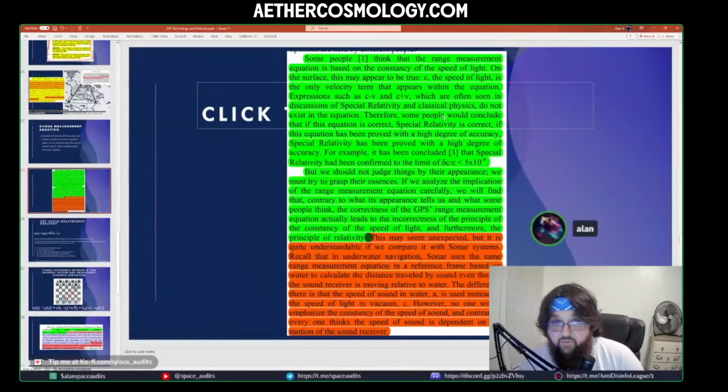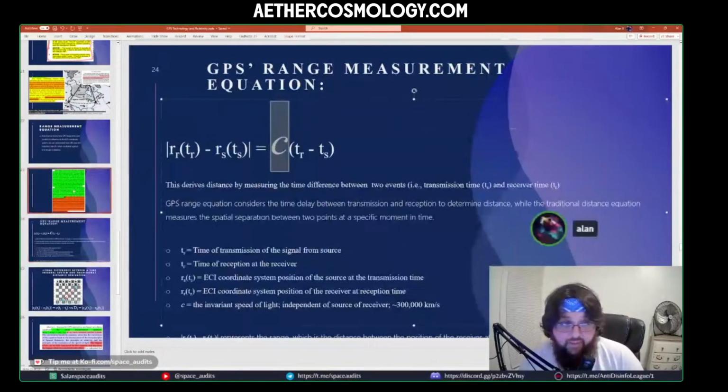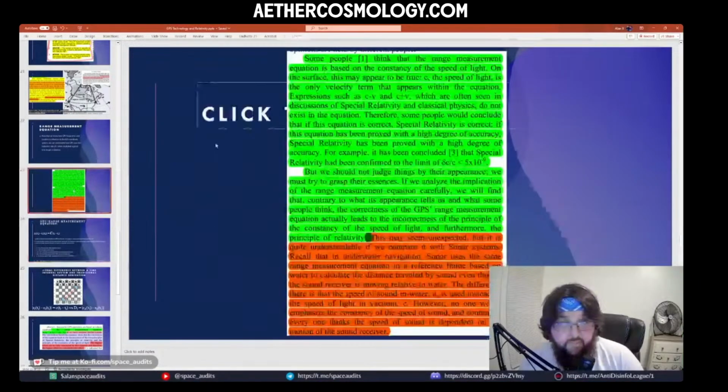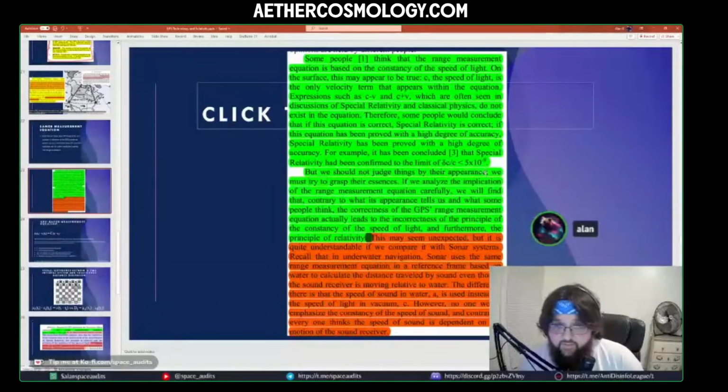Special relativity, if correct, this equation has been proved to a high degree of accuracy. Special relativity has been proven with a high degree of accuracy, to 5 times 10 to the minus 9, right? So they're saying that if you look at this equation, you're like, okay, bet, special relativity, okay? Speed of light's super constant. But we should try not to judge things on their appearance and try to grasp their essence.